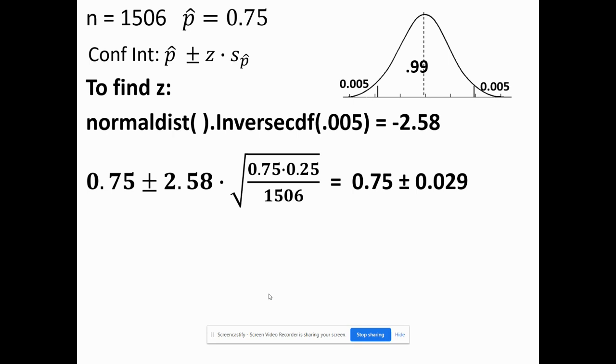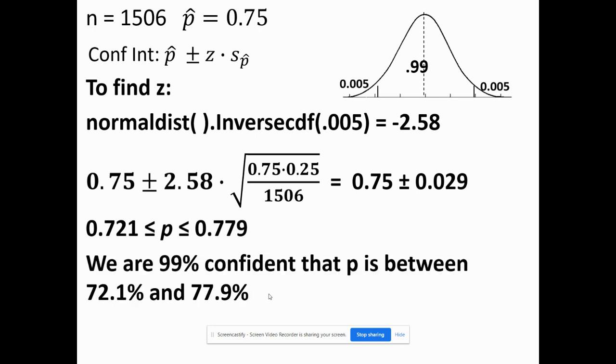So now we have our point estimate, 0.75 plus or minus our margin of error. So 0.029 is our margin of error. That gives us a confidence interval from 0.721 to 0.779. So we can say we're 99% confident that our population proportion, P, is between 72.1% and 77.9%. So we could say that somewhere between 72.1% and 77.9% of all Americans have those kind of sleep problems.